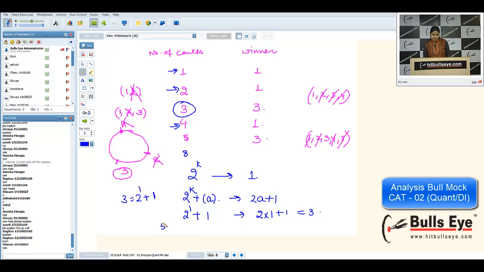Sorry. If I take 5, 5 can be written as 2 square plus 1. In this case, once again, 2 into 1 plus 1. Now you can relate it. Are you getting me or not? It was a difficult question actually. Whenever we get 2 raised to power something, the first contestant will be the winner. But if I take 2 raised to power k plus a, who will be the winner? 2a plus 1. By taking smaller examples, we can say that.